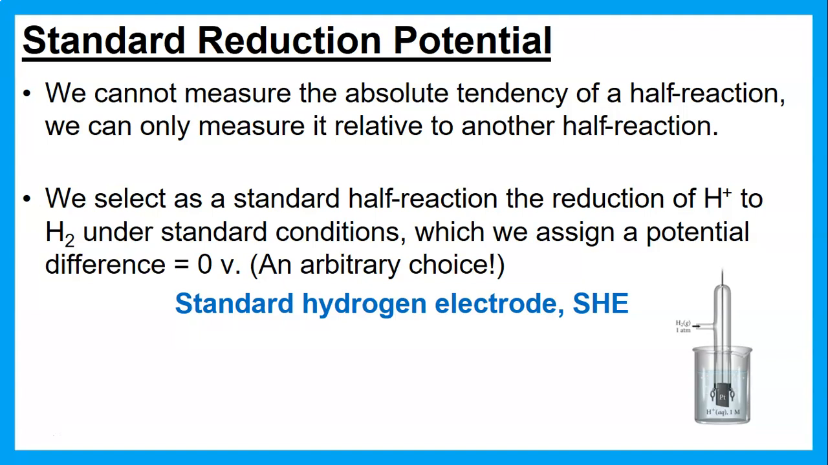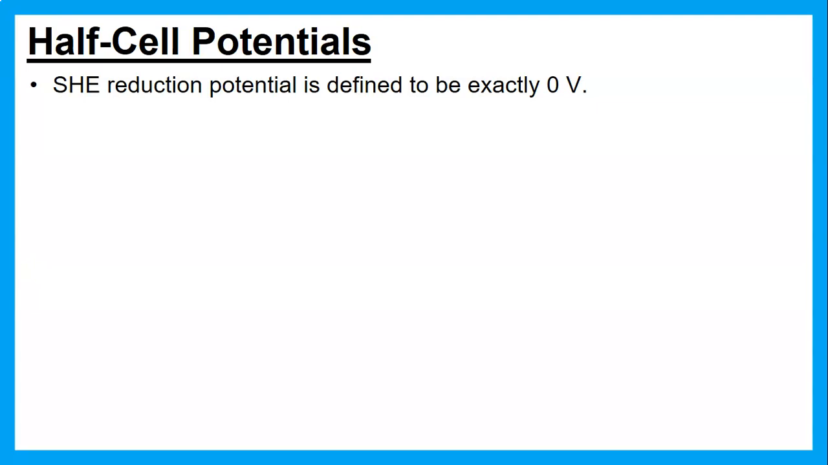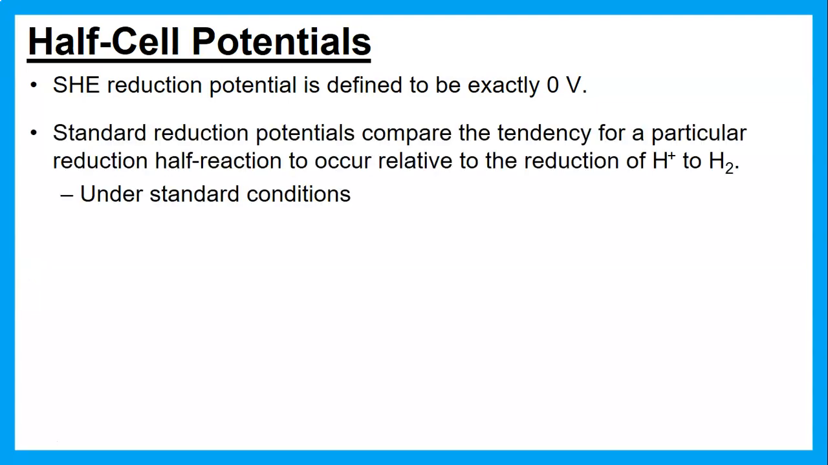Kind of like when they were determining the atomic masses for things, they arbitrarily decided to base it off of carbon and go up and down relative to that. Same kind of idea where they picked something to compare it to. So the hydrogen reduction potential we say is 0. And then we start comparing things to that reaction.